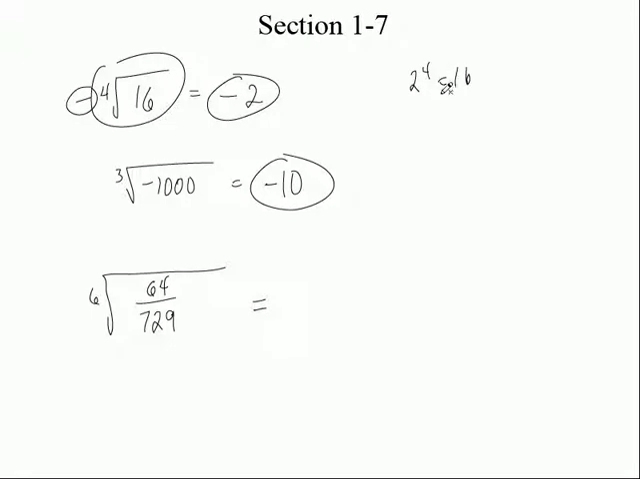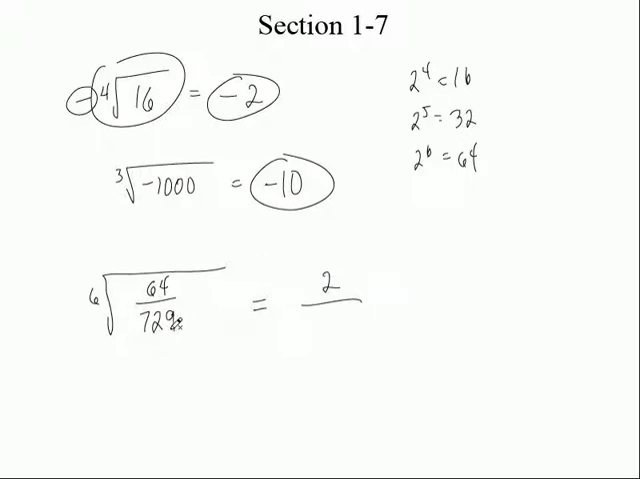2 to the 5th. What would be 2 to the 5th? It's just this times 2. What's that times 2? 32. What's 2 to the 6th? That'd be 64, wouldn't it? What's the 6th root of 64? It's 2. You see that? It's just a 2. What about this?